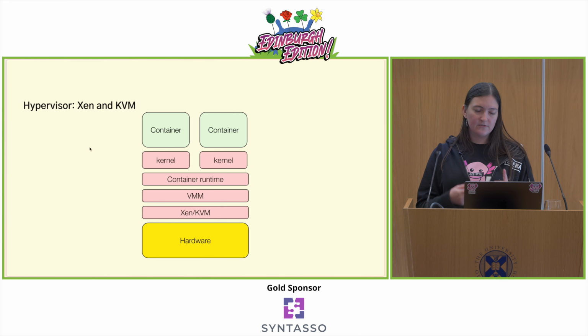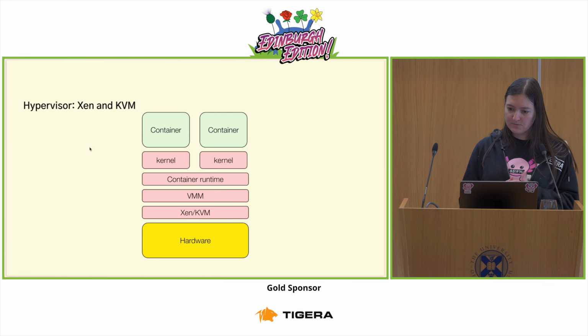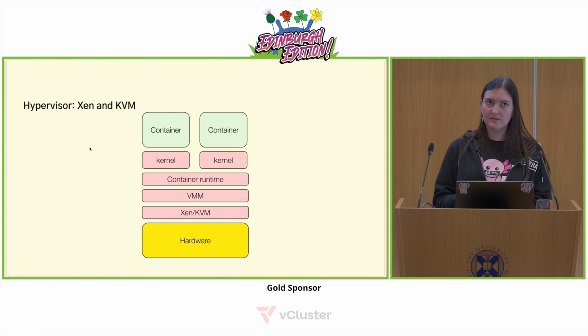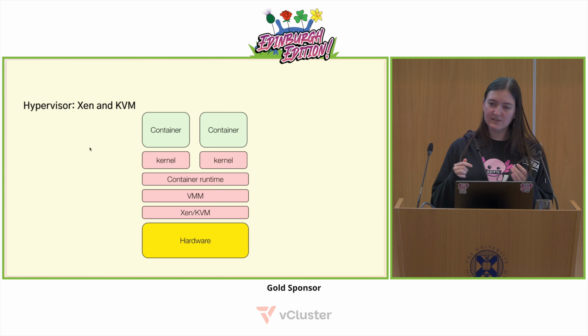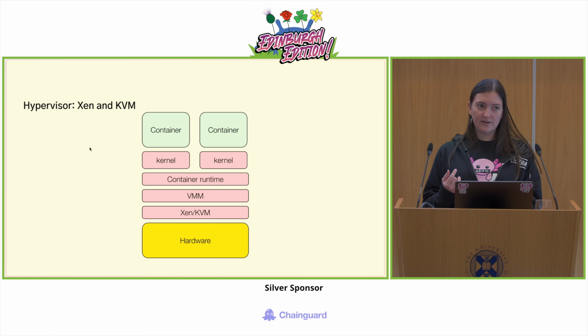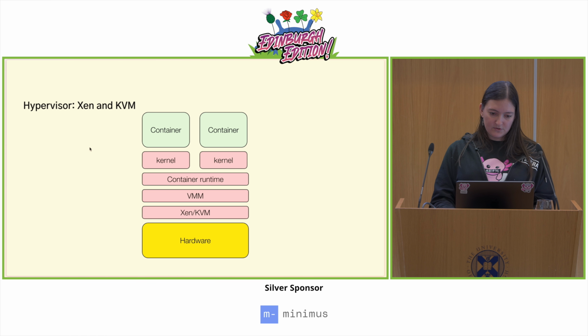Xen is a standalone or type 1 hypervisor that supports both hardware virtualization in what's called PVH mode, or para-virtualization, which means it can run on any CPU or in any cloud environment without that bare metal access. So that can be nice if you're trying to do this in the cloud.